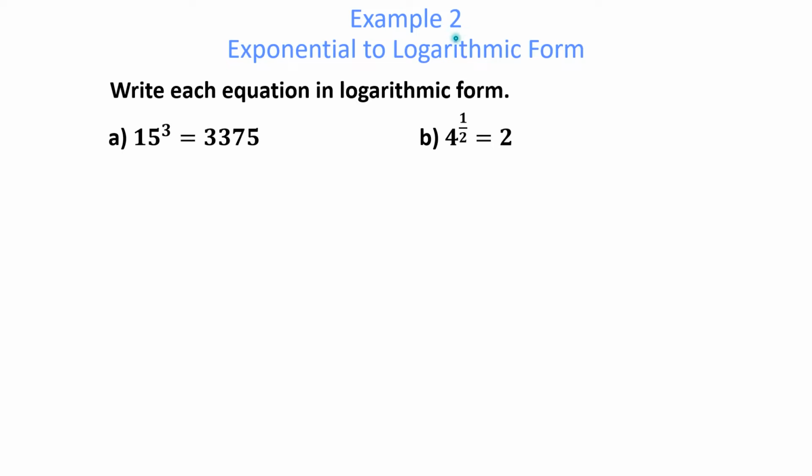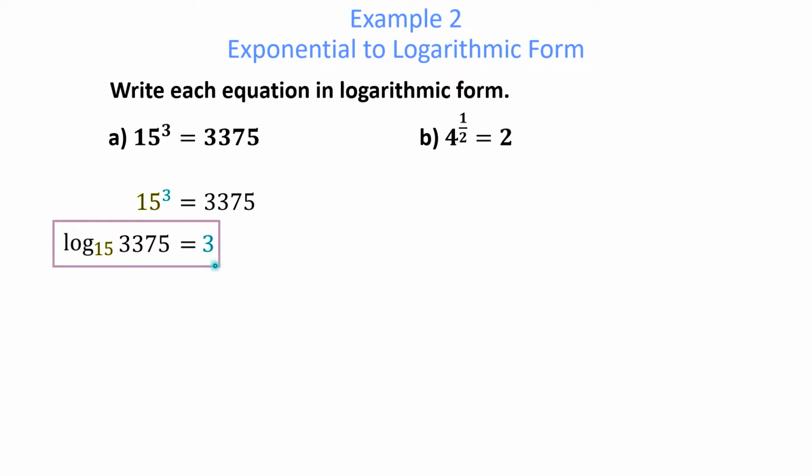In example 2, we have two exponential equations, and we want to write each equation in logarithmic form. So looking at part A, this is the original equation where I've highlighted the base 15 in blue and the exponent 3 in red. So this is how we would write it. We would have log base 15 of 3,375 is equal to this exponent 3. And now we have it in logarithmic form.